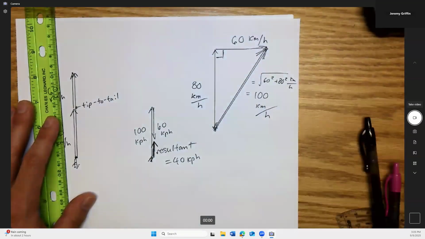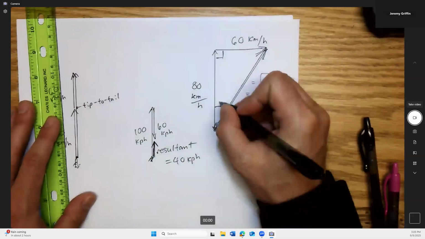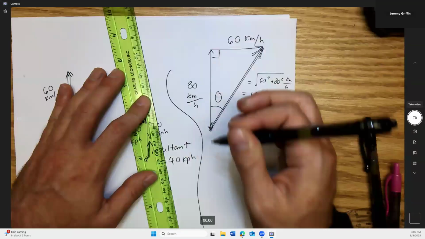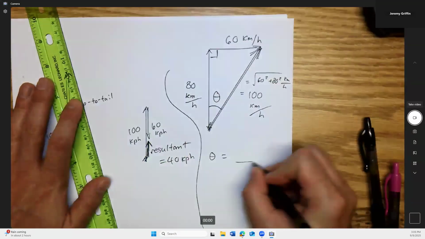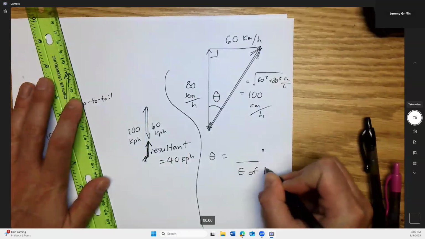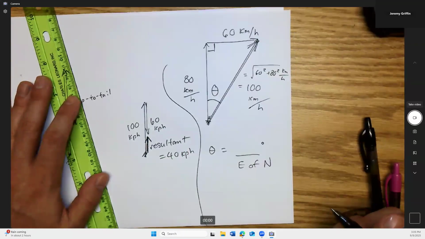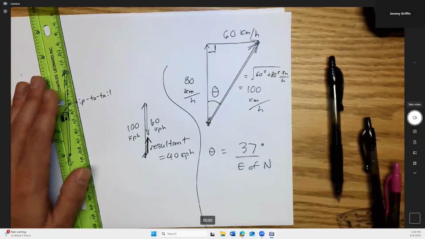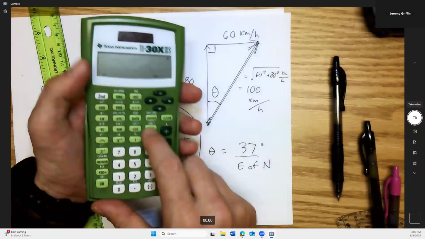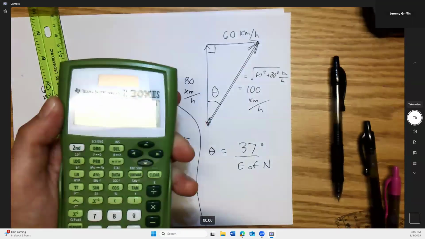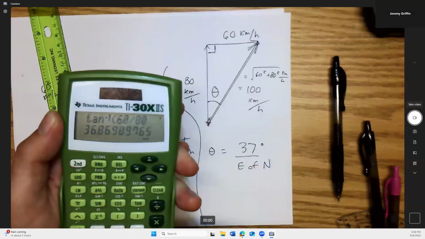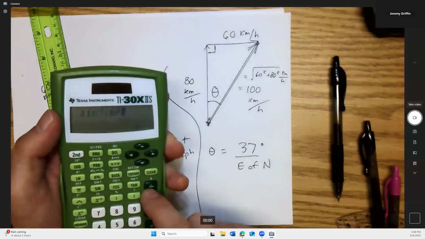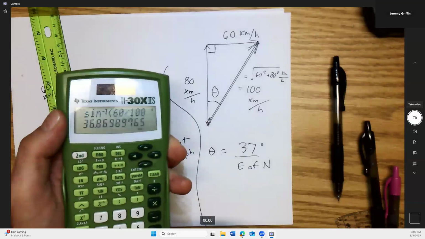Same thing. How about this? Guys, how many degrees east of north? Let's say, what is this angle right here? Theta equals how many degrees east of north? 37. You guys remember how to do inverse tan of 60 over 80? Could be 37 degrees. Or you could do inverse sine of 60 over 100. It's the same angle. You guys remember that?